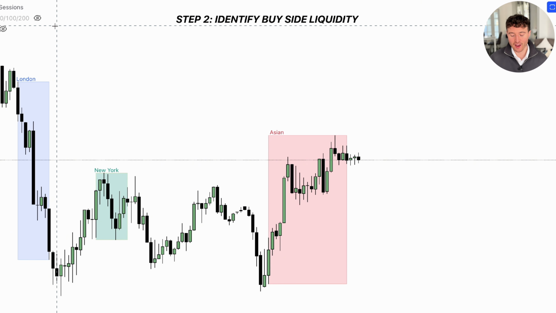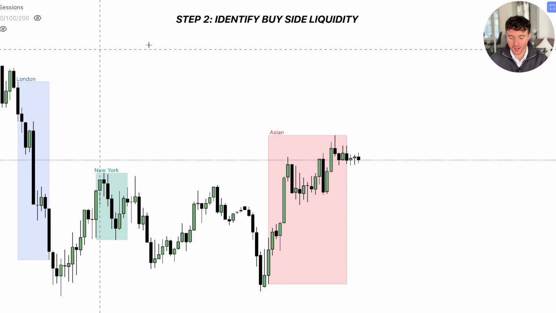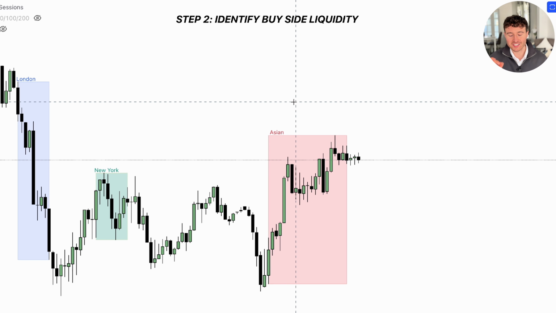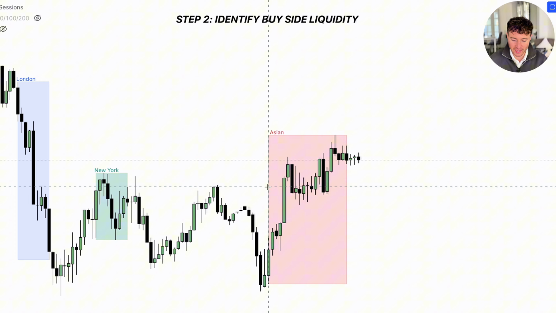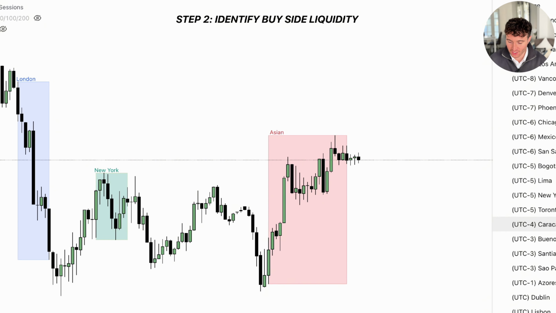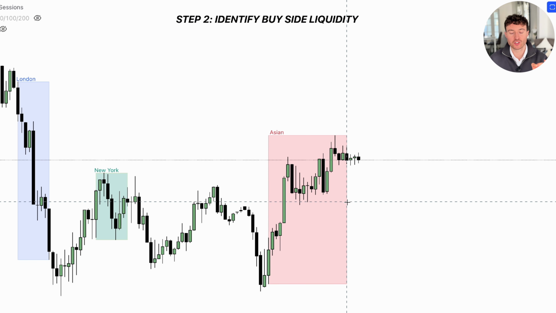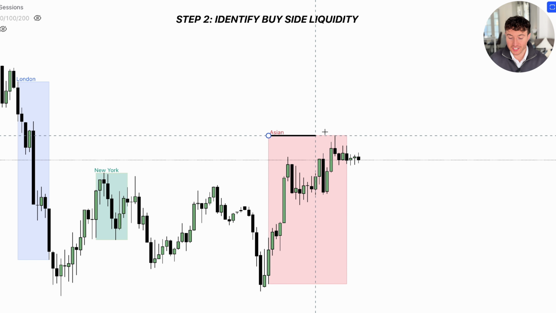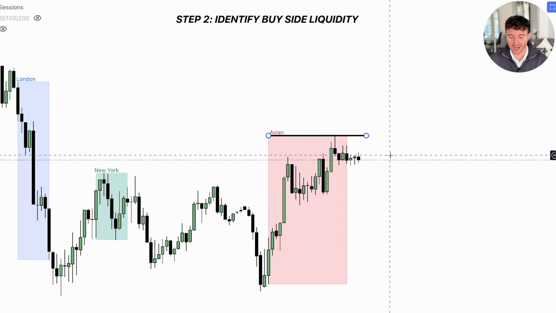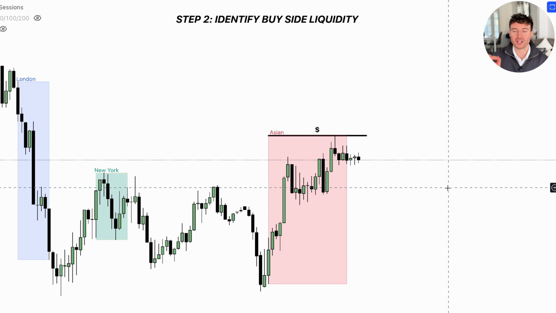Step number 2 is identify buy-side liquidity. And again, guys, everything is very mechanical and fully defined. We can identify buy-side liquidity by simply looking at the sessions. And all that I simply mean is we have the Asian session right here. And looking at this from a New York perspective, that is from 7 p.m. until 12 o'clock midnight. And we can simply identify buy-side liquidity, which is resting above the Asian session high.